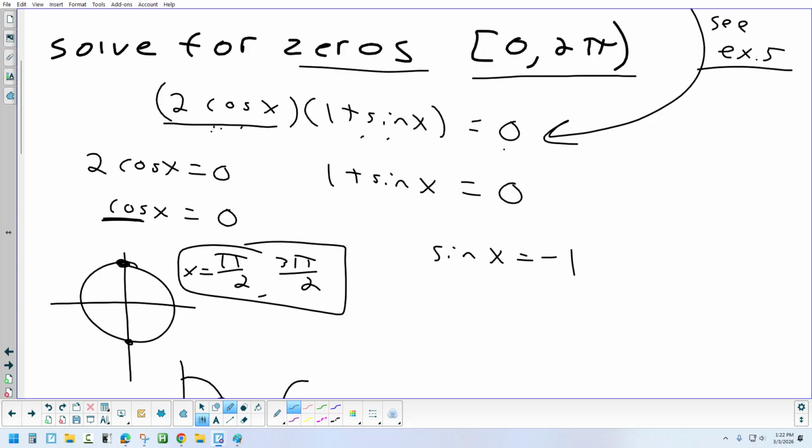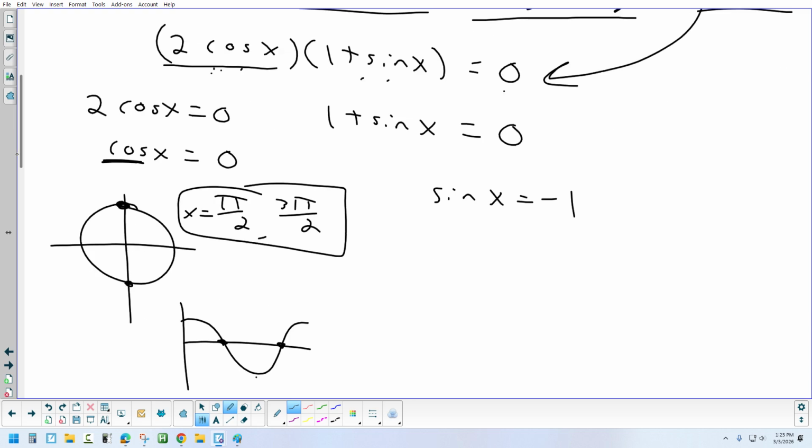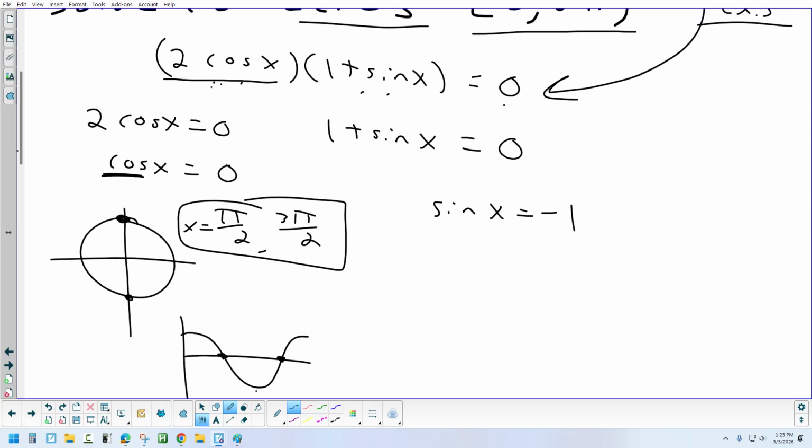Sine of x equals -1. Where would that happen on the unit circle? Remember what letter sine is, and look for where that letter equals -1. Yeah? 270, which is, in radians. Oh, radians.